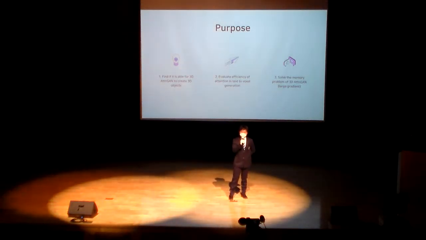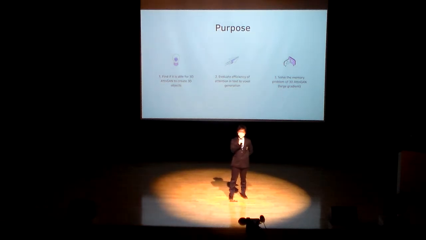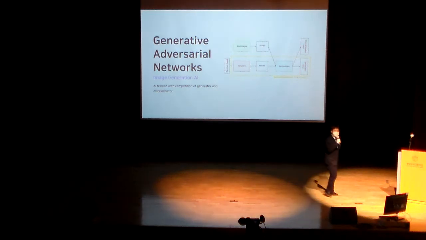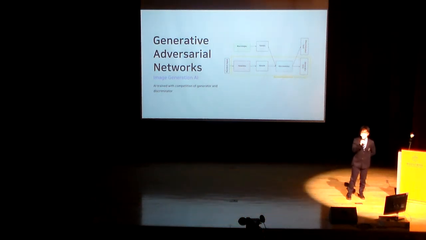There are three purposes in this research. First is to find out if it is possible for attentional GAN to create 3D objects. Second is to evaluate the efficiency of attention in voxel generation. Third is to solve the memory size problem of attentional GAN, which derives from large gradients. Before we talk about 3D attentional GAN, let's talk about related works.